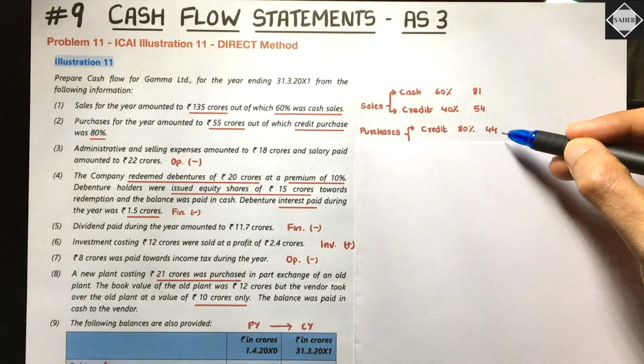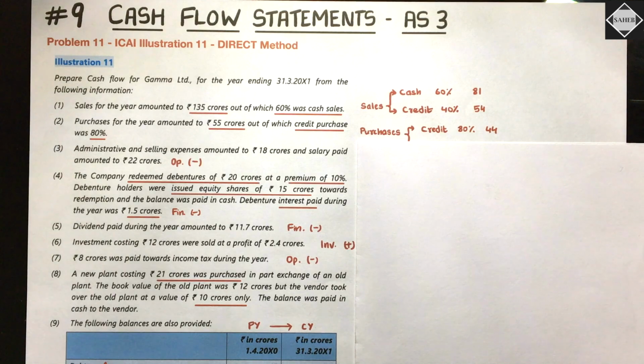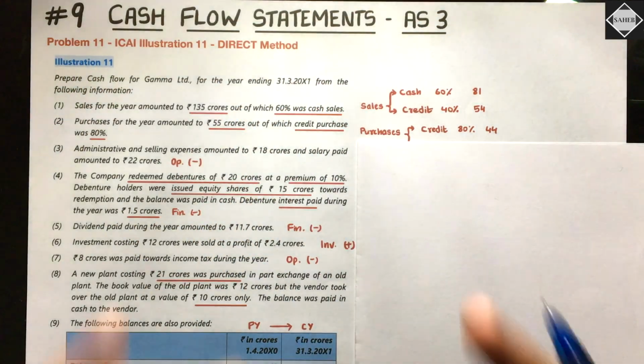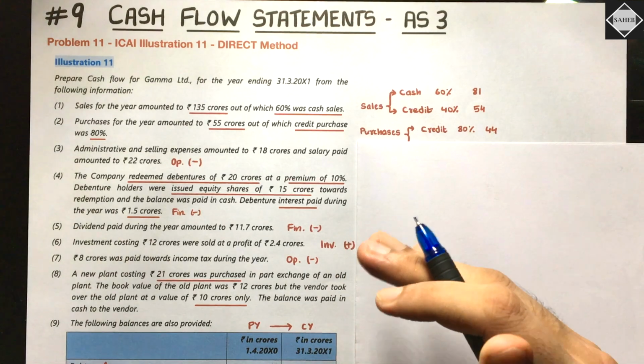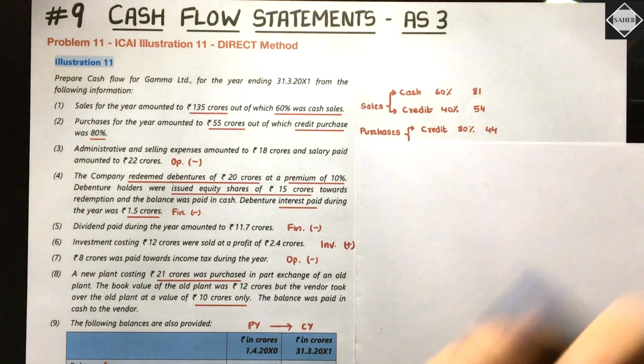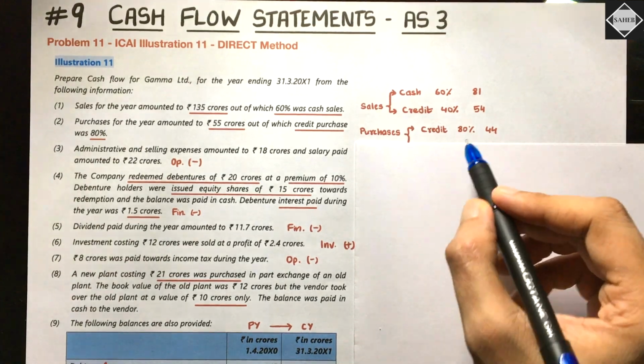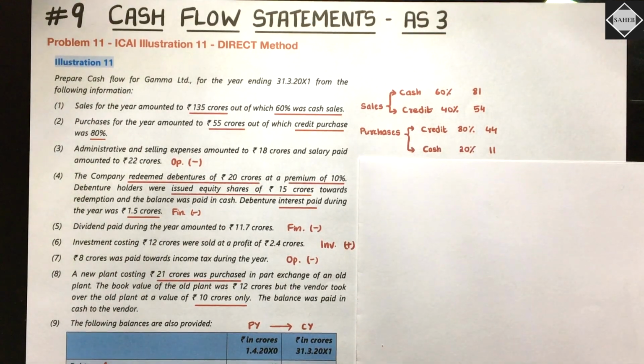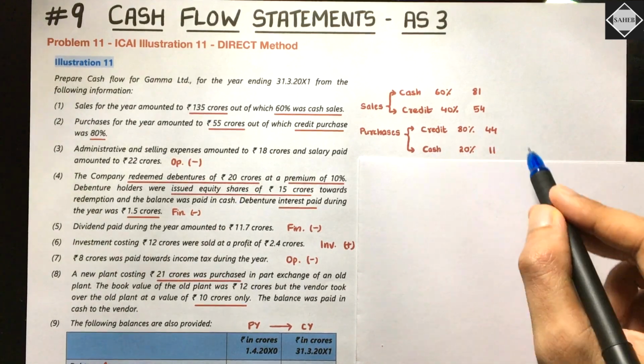Okay, so we can't take this credit purchases. So what you have to do, you have to open payables account, creditors account, and find out in the current year how much cash you have paid to the creditors, to your suppliers. Okay, fine, we'll do that. If 80% are credit purchases, then remaining 20% are cash purchases. That's 11 crores. So this is very simple.